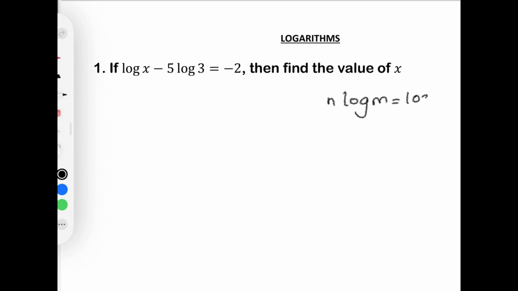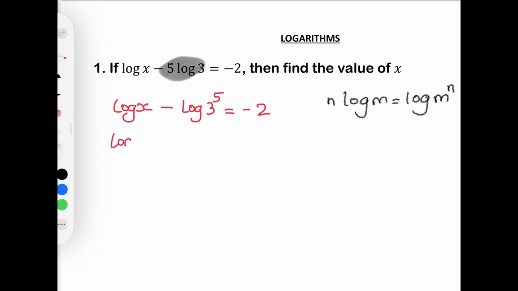So we know the laws of logarithm, where if there is a coefficient of any logarithm, then it changes to the power of the number. So if it is n times log m, it becomes log m raised to n. That we will apply in this term. We get the first term log x as it is, minus log 3 raised to 5, and negative 2 remains as it is. We know that 3 raised to 5 is 243. So log x minus log 243 is equal to negative 2.